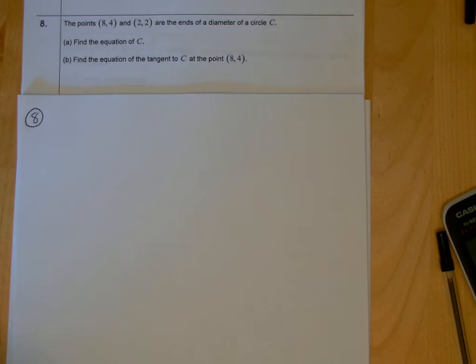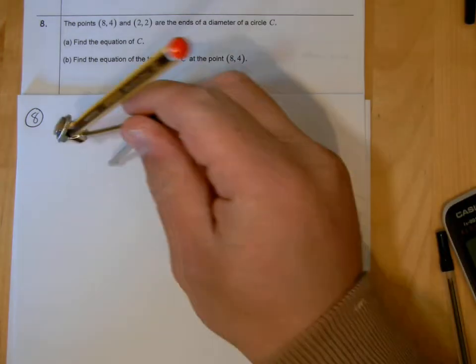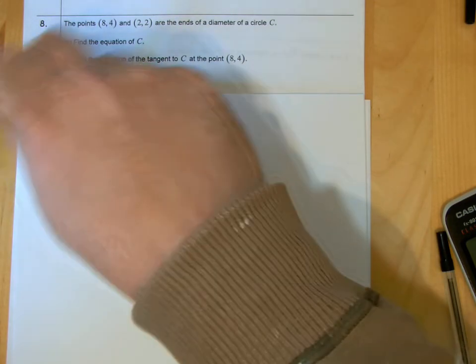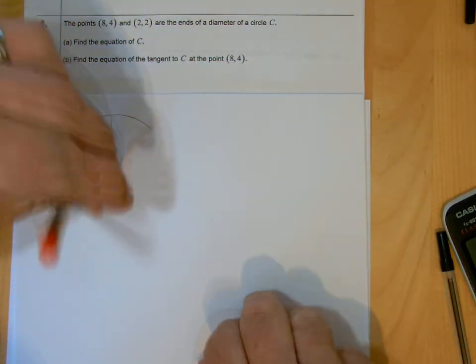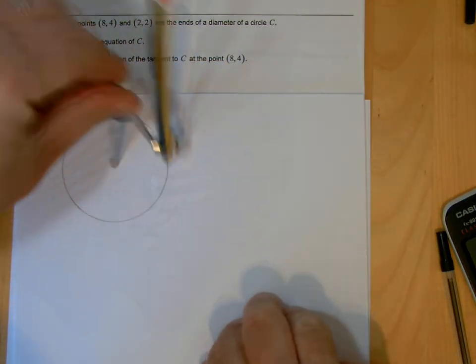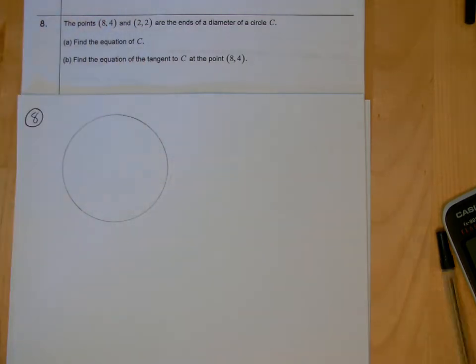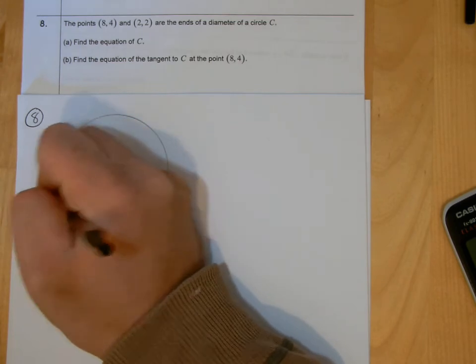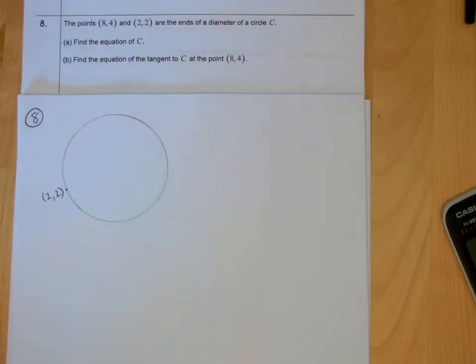Okay, the 2 points (8, 4) and (2, 2) are the ends of a diameter of a circle C. So I'm going to sketch a circle here with my compass, so we can get an idea of what's going on. We've got these 2 points, so we'll put, say, (2, 2) there, and they are the ends of a diameter.